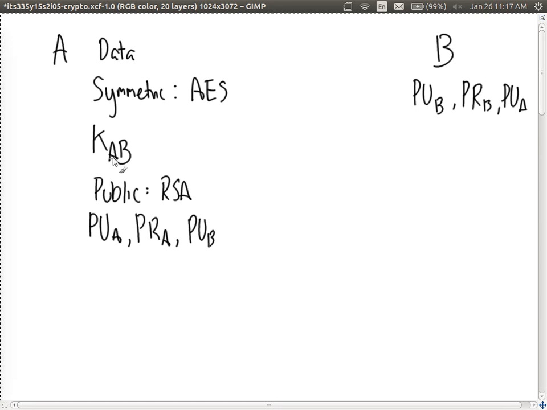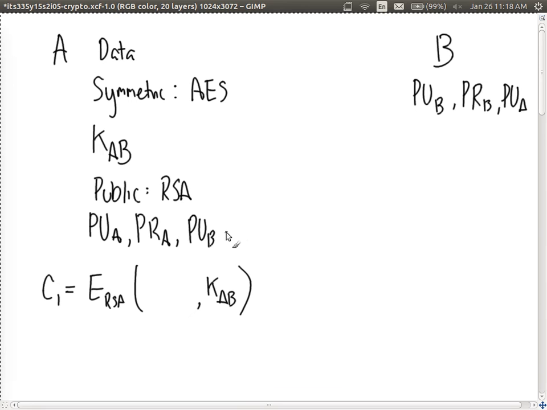We need to get key KAB to B. So what we can do is encrypt it. Create some ciphertext, encrypt using the algorithm, and I'll just write the name here, RSA, the public key algorithm, encrypt KAB using a public key algorithm to send confidentially to B.